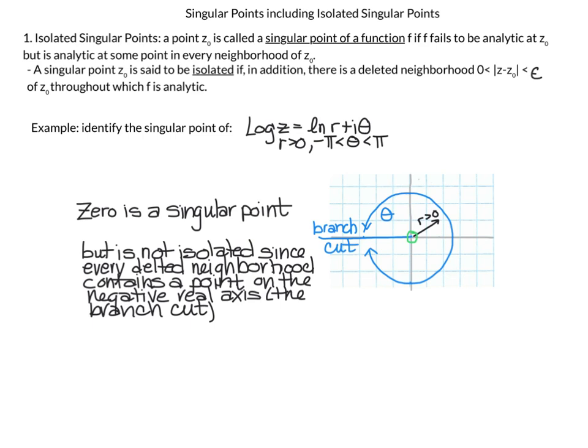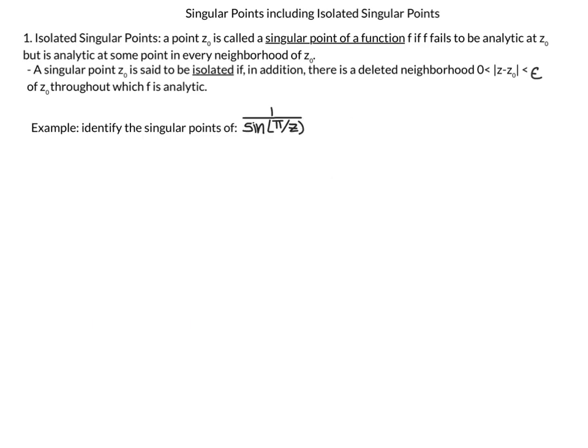Our last example is to identify the singular points of 1 over sine of pi over z. And also, in addition to identifying the singular points, we're going to determine if each of the singular points is isolated or not.